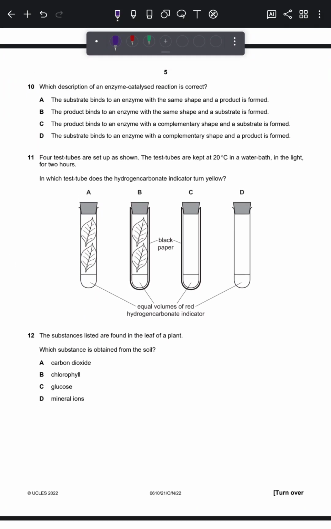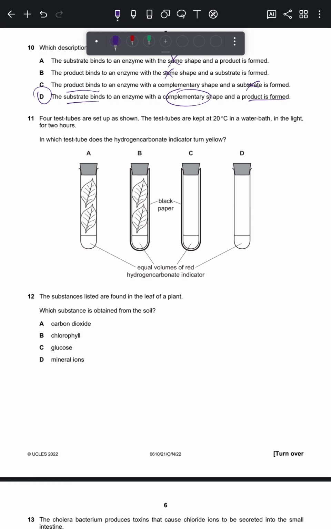Which description of an enzyme-catalyzed reaction is correct? The substrate binds to an enzyme with the same shape and product is formed. Product binds to an enzyme with the same shape and substrate. Okay, the substrate binds to an enzyme with the same shape. Not the same shape, it has to be complementary. So these are immediately out. Product binds, no, the product won't bind, the product will be formed. The substrate is not formed, product is formed. So through simple elimination, you can conclude the answer is D.